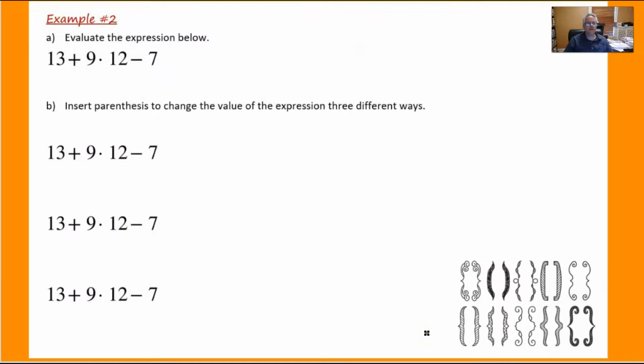All right, this is a similar example. We're going to evaluate this expression first and then try to change it a few different ways. The first thing we're going to do here is this multiplication. So we have 13 plus 9 times 12 is 108, and then minus 7. So I think when we do this, we get 114.